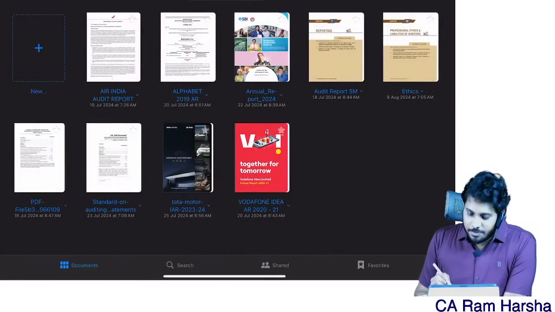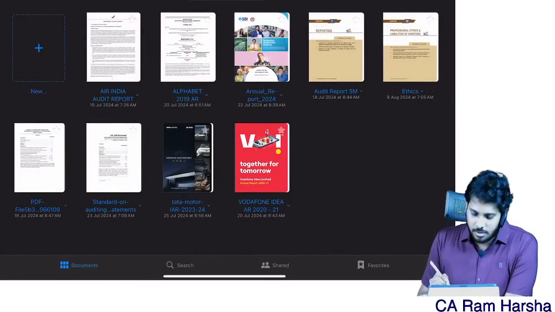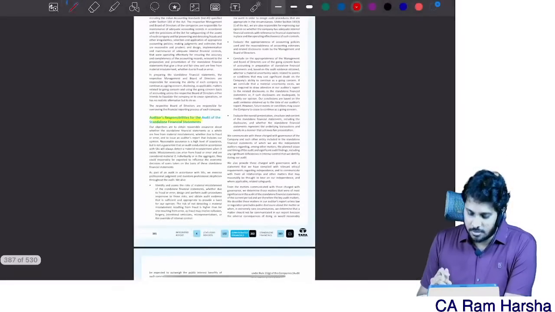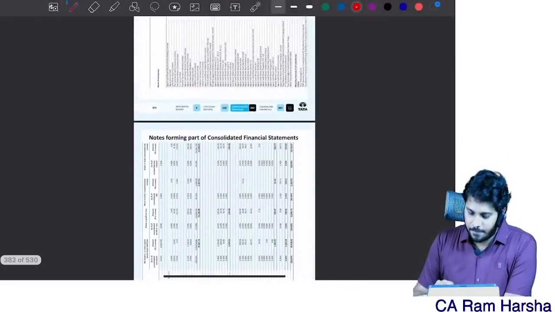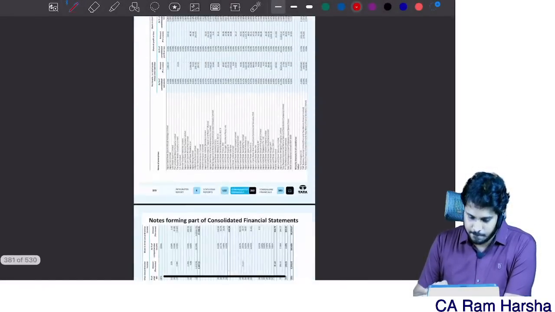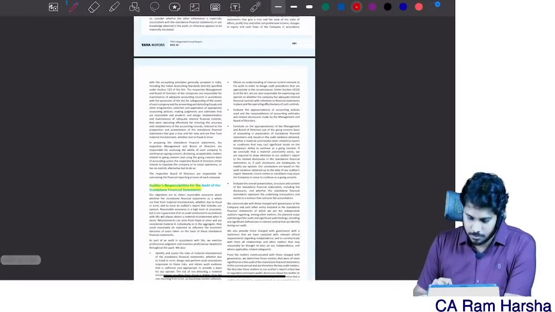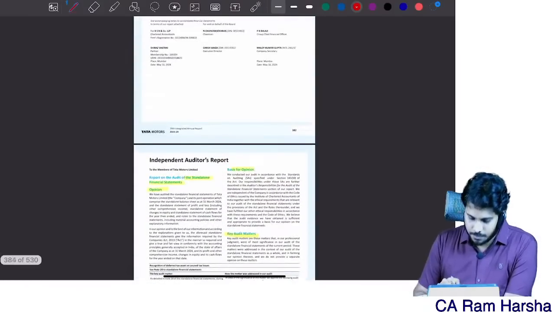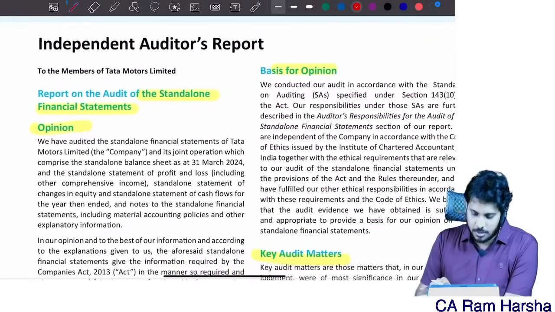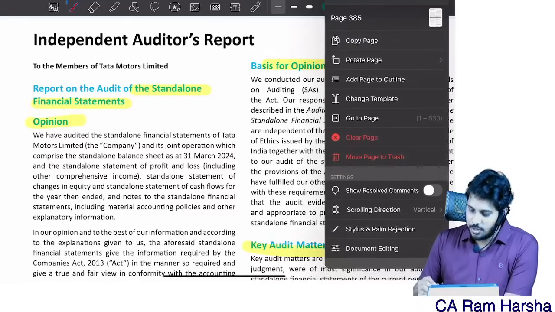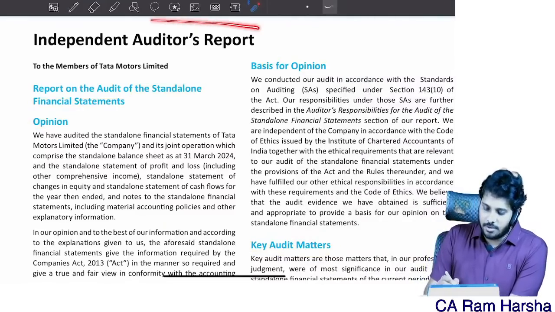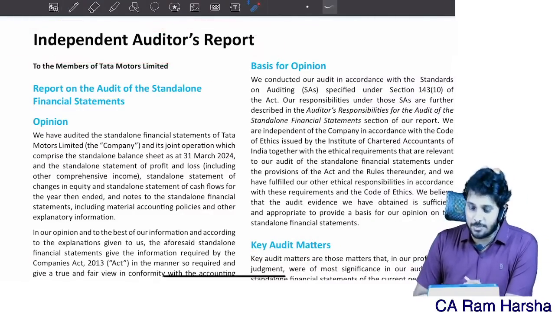These are various companies' auditors' reports. Tata Motors I will take as a better example. Yeah, this is the Tata Motors auditors' report. You see there is a title clearly here: Independent Auditors' Report.